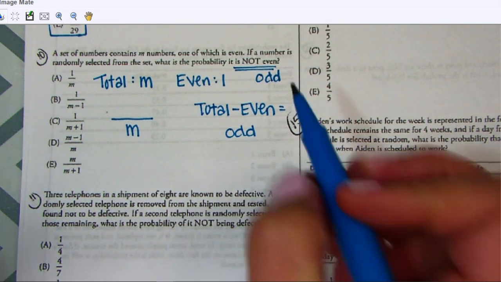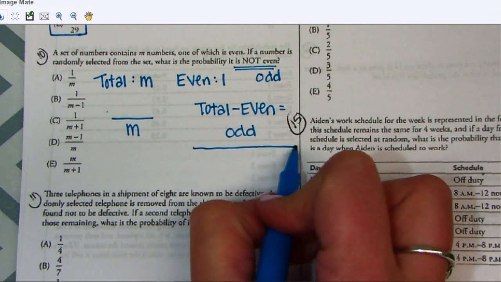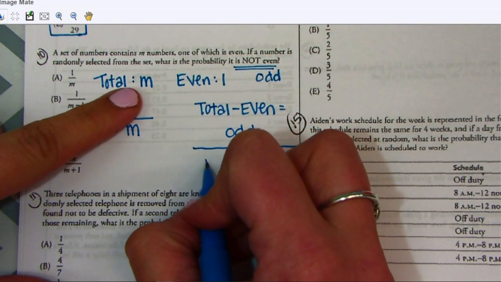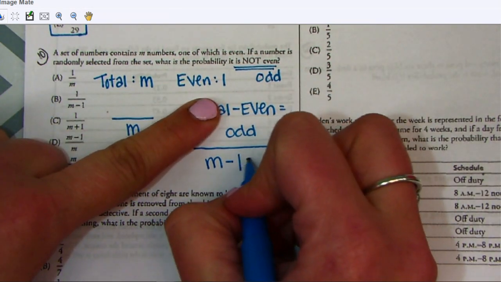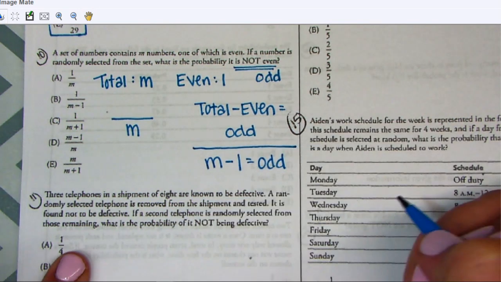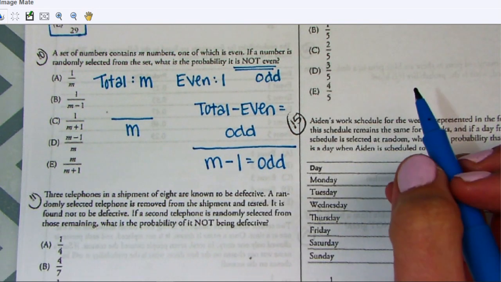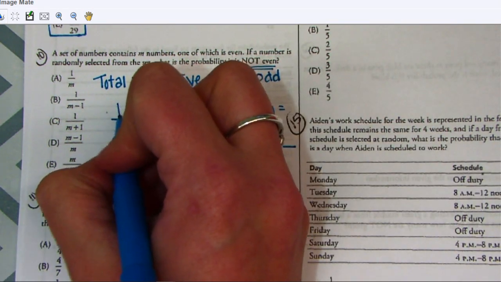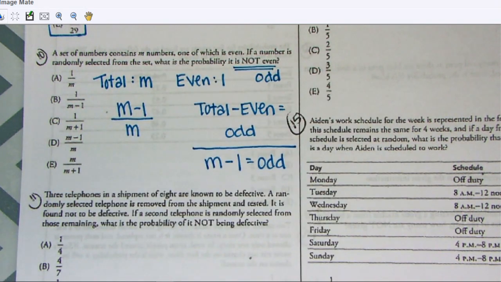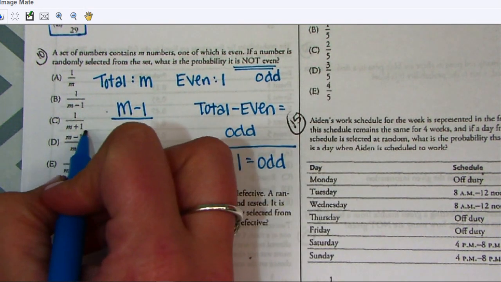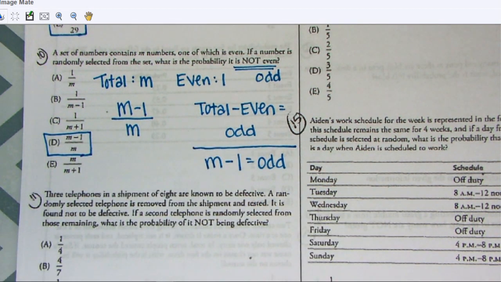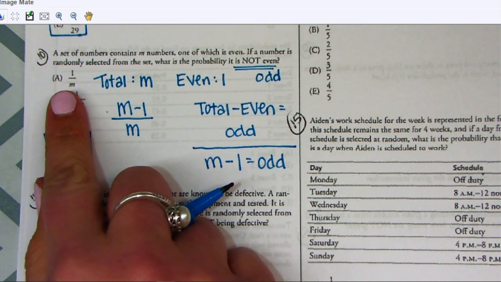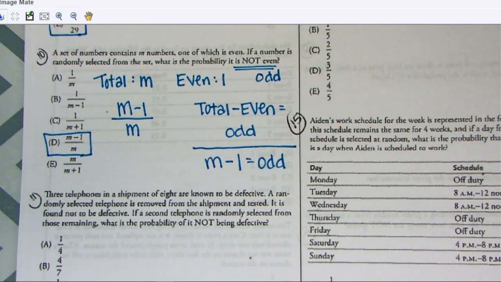Well, let's think about this in a new way. Total is represented by m minus even, which is represented by 1. And that's going to represent the odd numbers. So if I'm looking for the ones that are odd, I take my total and subtract the only even number, which is option D. All this is asking you to do is build an equation. If you pick option A, that's how many even numbers are in the stack. Okay.